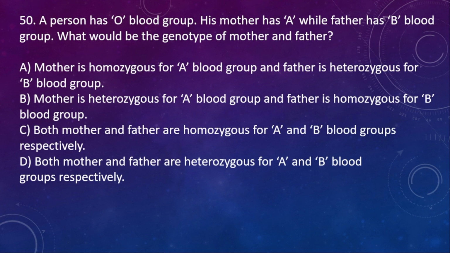A. Mother is homozygous for A blood group, and father is heterozygous for the B blood group. B. Mother is heterozygous for A and father is homozygous for B. C. Both mother and father are homozygous for blood group A and B respectively. D. Both mother and father are heterozygous. So here the right option is option D. Both mother and father are heterozygous for A and B blood group respectively.